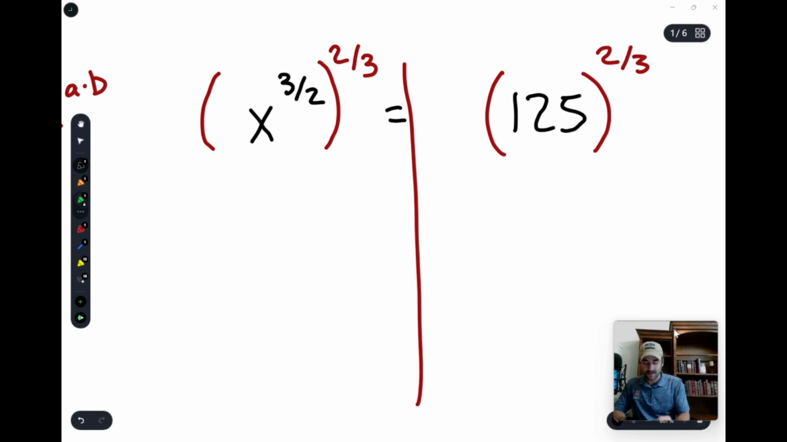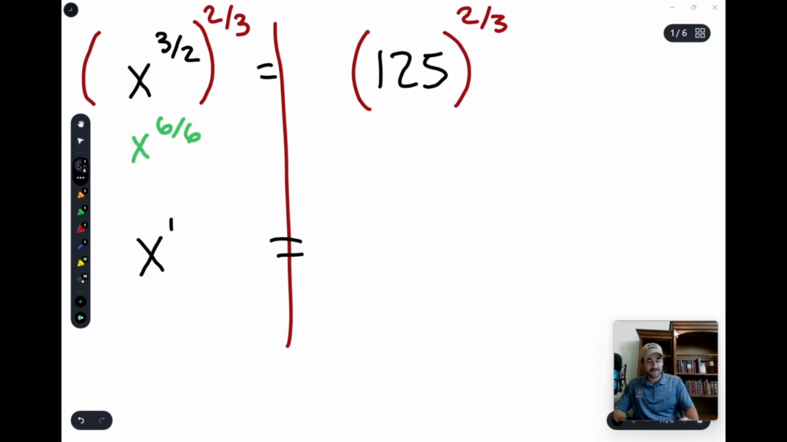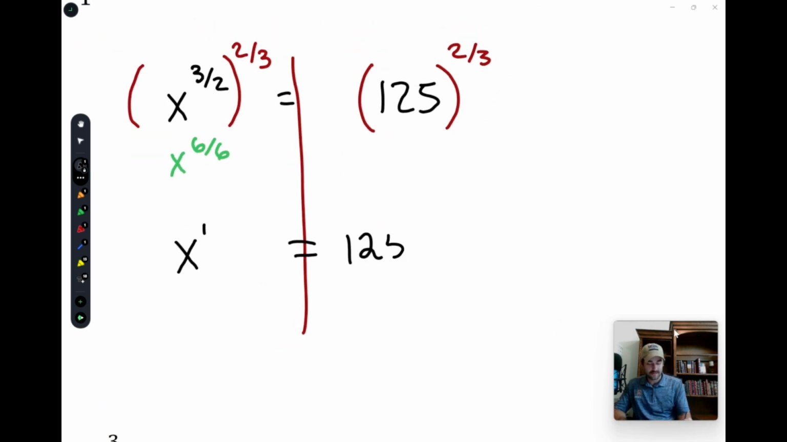I'll do a middle step, hang on. That ends up with x to the 6 over 6, which actually is just x to the 1, which is just x, equals 125 to the 2/3. Ooh, now we have to solve that.